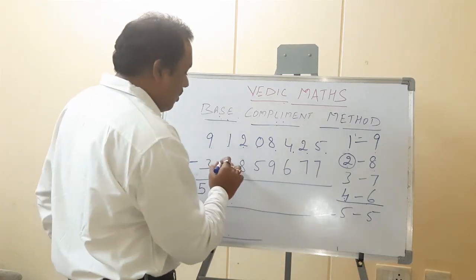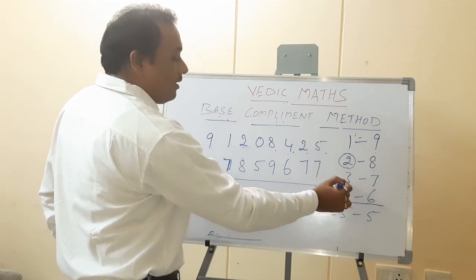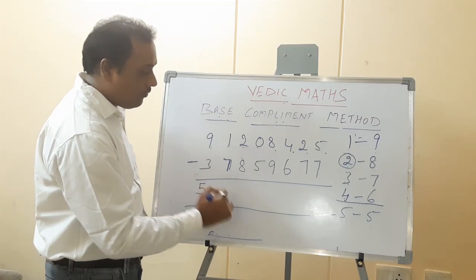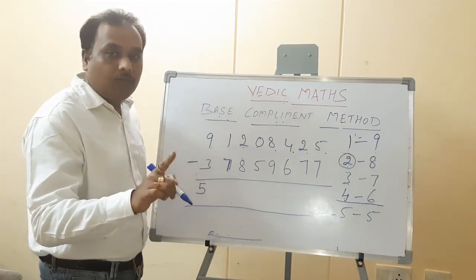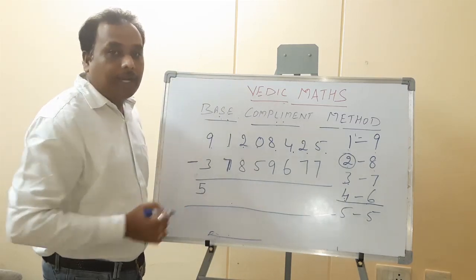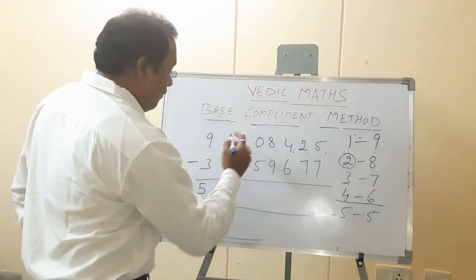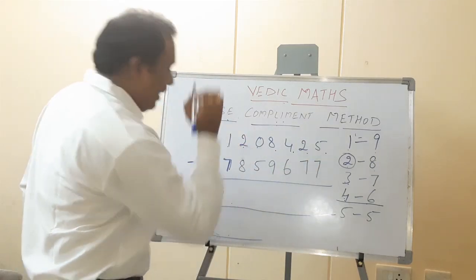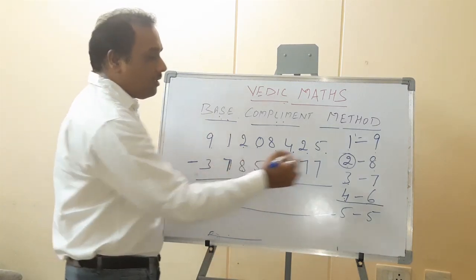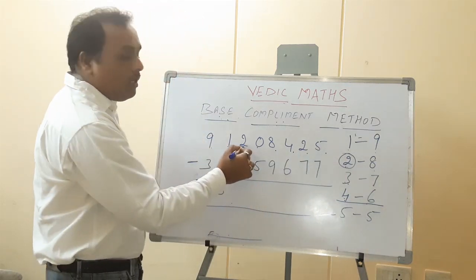So now what is the complement for 7? Complement for 7 is 3, and 3 plus 1 will be 4. So now normally I have to write here 4. But before again writing 4, try to see whether this 8 can be subtracted by 2. No, it cannot be subtracted. So rather than writing 4 here, I am writing here 3. So now what is the complement for 8? The complement for 8 is 2, and 2 plus 2 will be 4.